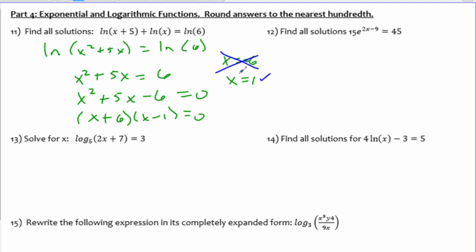So I'm going to throw this one out and say it is an extraneous solution because you cannot take the log of a negative number. Okay? So be careful about those. Okay? So again, I'm going to jump down to 13 and then we'll do the exponential ones separate in a second.